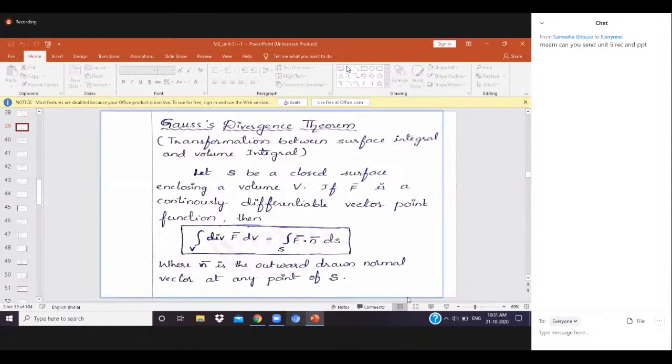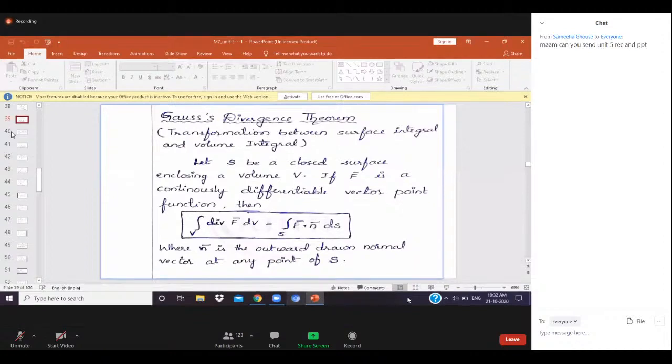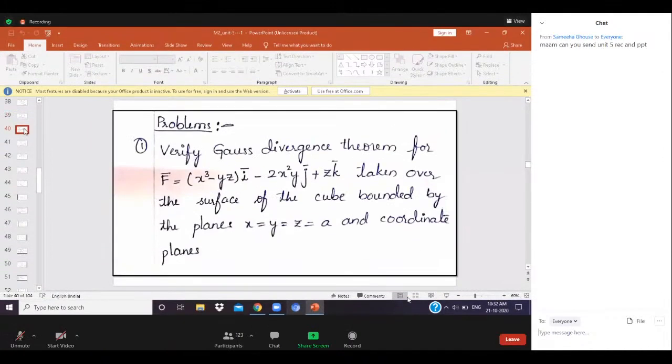Here the integral V, that is the volume integral, is changing into an integral S, a surface integral. That is, integral V divergence of f bar dv is equal to integral S f bar dot n bar ds. Here f bar is a continuously differentiable vector point function, and n bar is the unit outward drawn normal vector. This is the theorem statement.